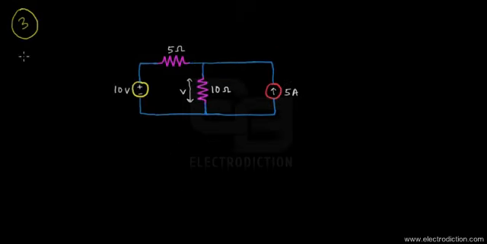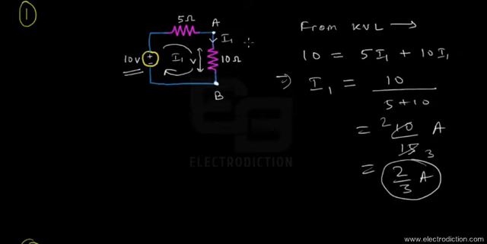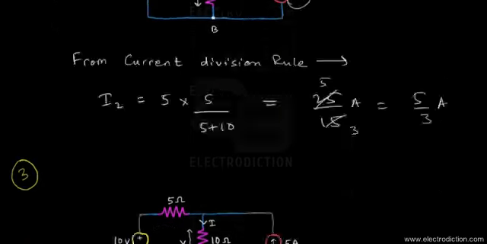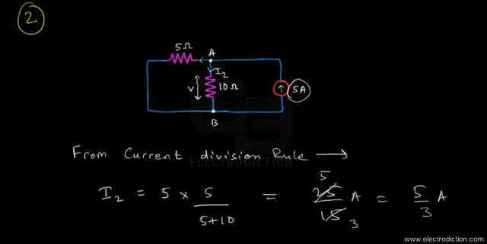Here we are at step number 3. As the superposition theorem states, now we know the currents that would enter into the 10 ohm resistor. Let's call this one I. Back in step 1, the current entering here is I1 due to the 10 volt voltage source, which is about 2/3 amp. In step number 2, due to the current source of 5 amps, the current entering here, denoted I2, is about 5 by 3 amps.